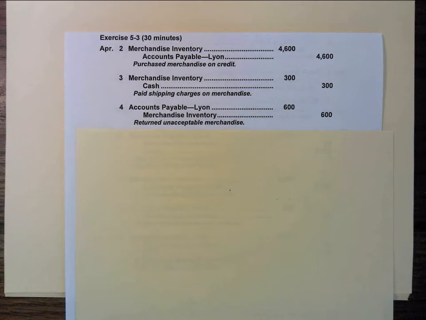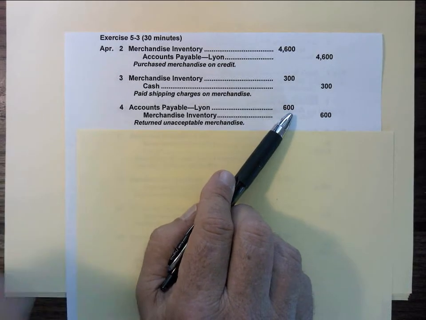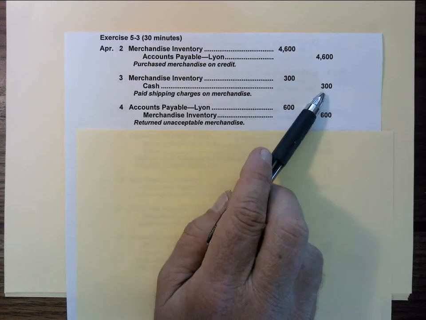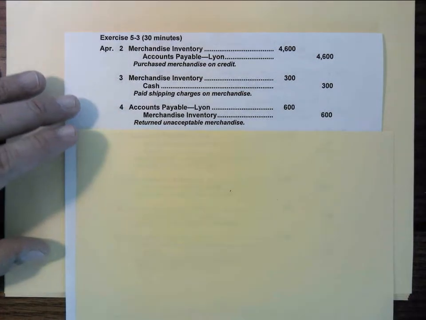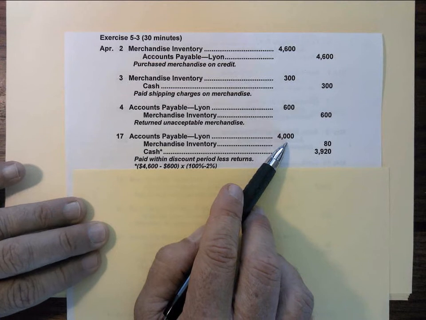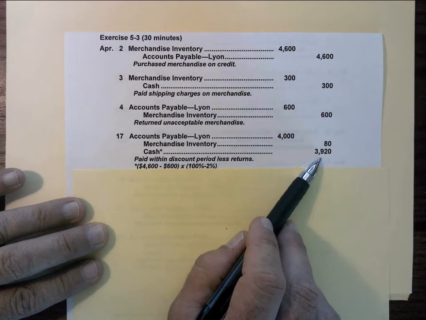The next transaction says the 17th, we sent a check to Lion Company for the April 2nd purchase, net of the discount and the returned merchandise. So now we're going to pay for this, right? We owed them $4,600, but now we only owe them $4,000. But there's that discount, right? So I'm not even going to have to pay them the whole $4,000, right? But I know all of the accounts payable is going to go away. So I'm just going to show you the whole transaction and we'll talk about it. We know that the $4,000 we owe goes away. So I debit accounts payable for $4,000, right?